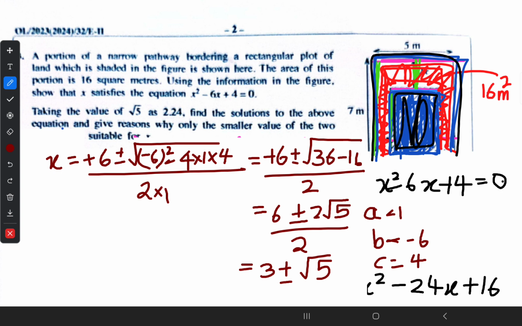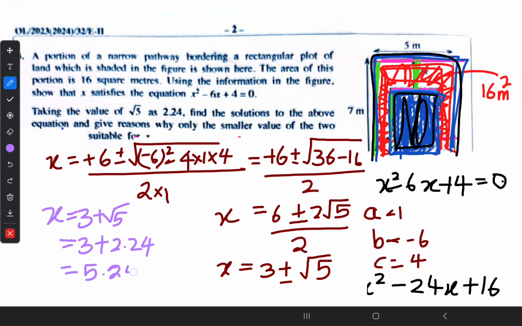These are the answers we got for x. That means there are two possible outcomes for x. One is 3 plus square root of 5. Square root of 5 is given as 2.24, so x is equal to 5.24. Another answer, x is equal to 3 minus square root of 5. That means x would be 3 minus 2.24, that means 0.76.